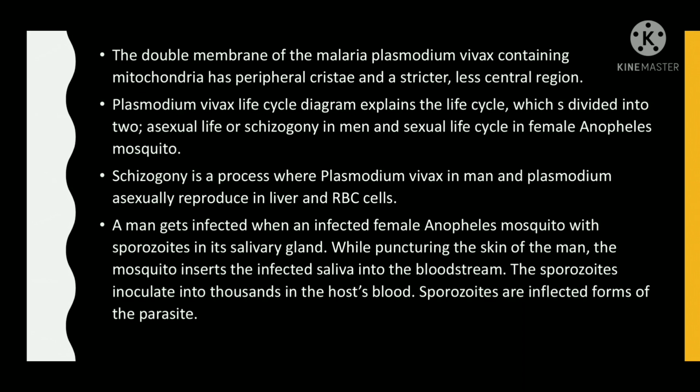In the Plasmodium life cycle diagram, there is an asexual life cycle or schizogony in man, and a sexual life cycle in the female Anopheles mosquito. Schizogony is a process where Plasmodium vivax reproduces asexually in the liver and in red blood cells of man. A man gets infected when an infected female Anopheles mosquito with sporozoites in its salivary gland punctures the skin and inserts the infected saliva into the bloodstream. Thousands of sporozoites are inoculated into the host blood. Sporozoites are the infective forms of the parasite.